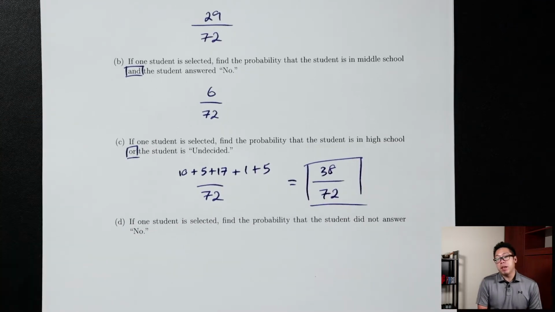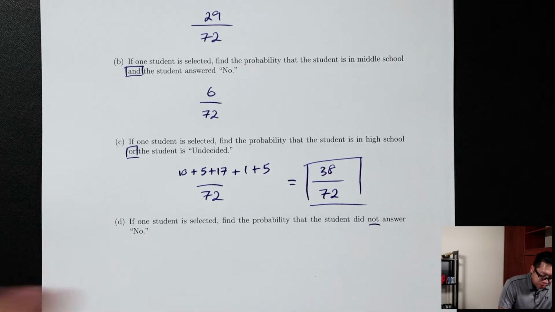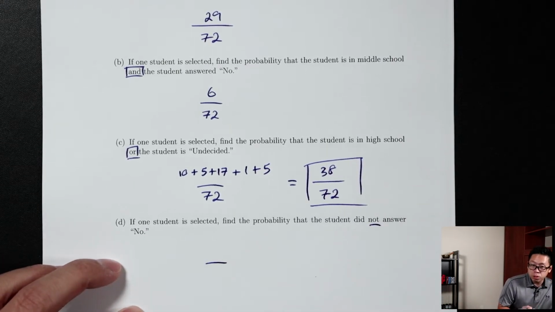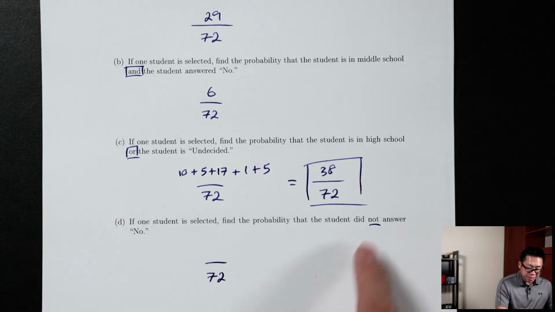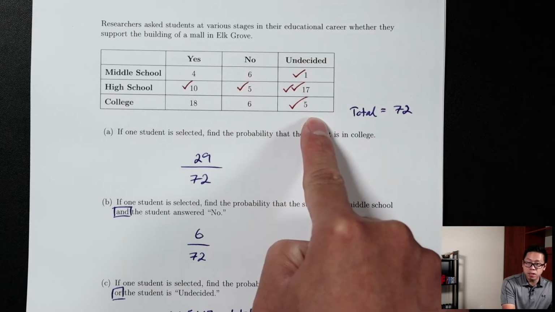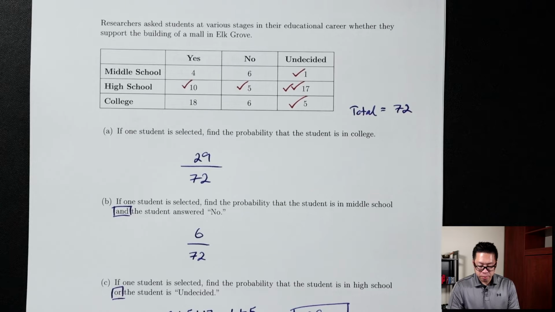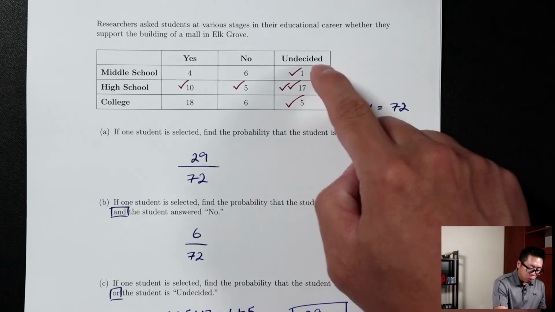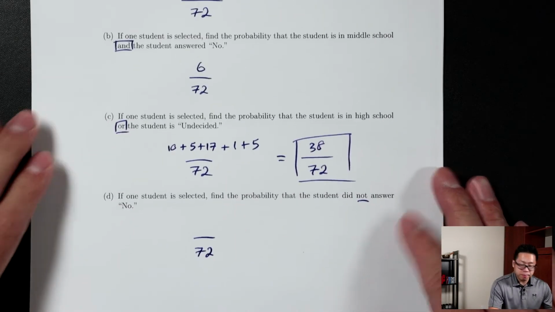Part D, if one student is selected, find a probability that the student did not answer no. So not no. Bottom, still going to be total of everybody, which is 72. For the top, I want the students who did not answer no. So not no's, which will be all the yeses together with all the undecided. So 4, 10, 18, plus 1 plus 17 plus 5. And I get 55.